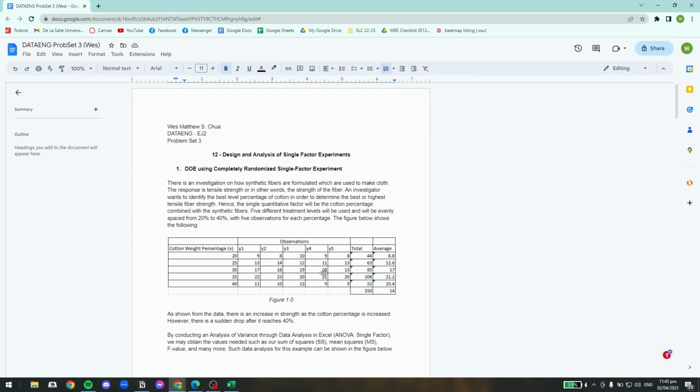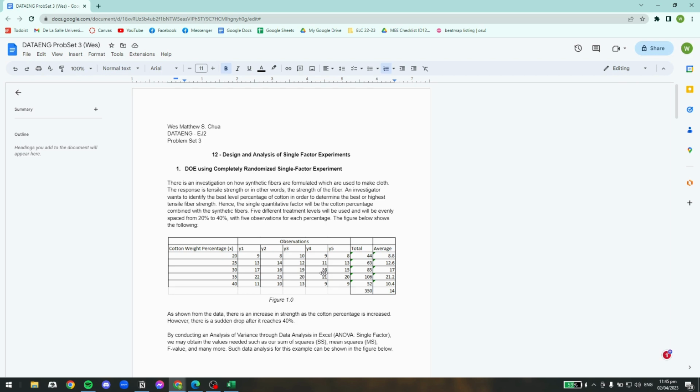There is an investigation on how synthetic fibers used in cloth are formulated, which corresponds to tensile strength, or in other words, the strength of the fiber. An investigator wants to identify the best level of percentage of cotton in order to determine the highest tensile fiber strength. Hence, the single quantitative factor will be the cotton percentage combined with the synthetic fibers. So here we will have 5 different treatment levels, evenly spaced from 20 to 40%, and each will have 5 observations, and figure 1.0 will show the following.